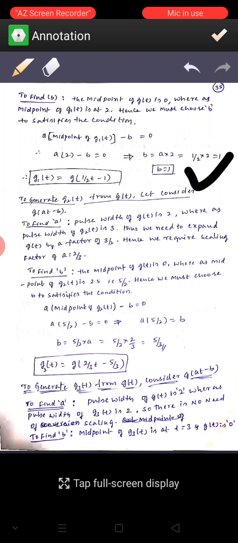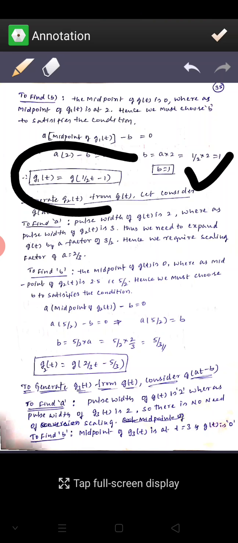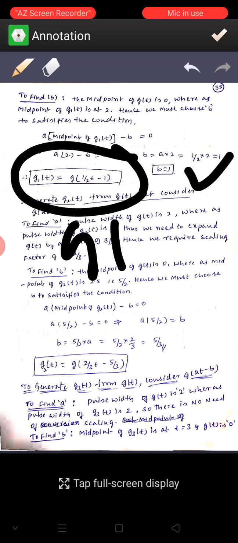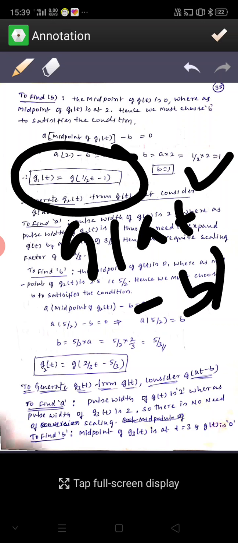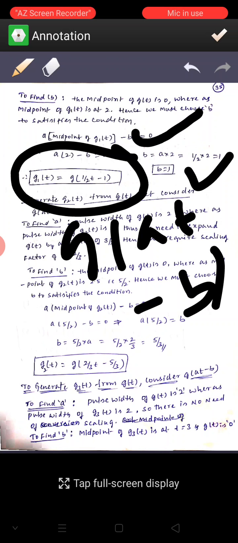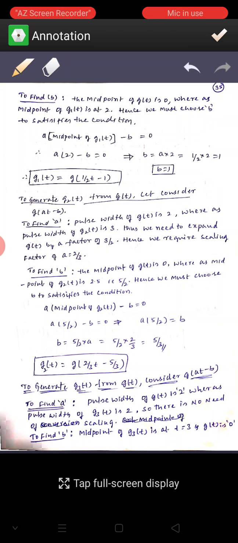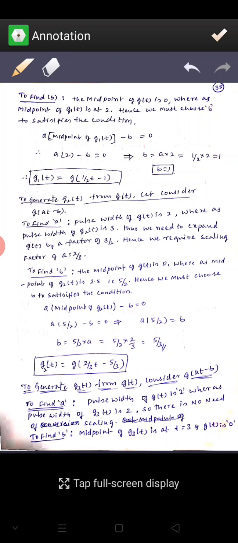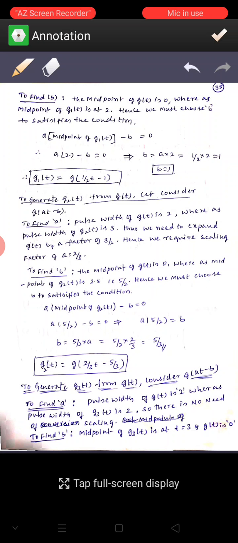This equation is good, so I can express g1 of t as g of at minus b, where the value of a is 1 by 2 and the value of b is 1. With this we get g1 of t. This is not complete; we have just found g1 of t. Now we similarly have to find g2 of t from g of t, again considering the same time expansion and shifting equation, g of at minus b.